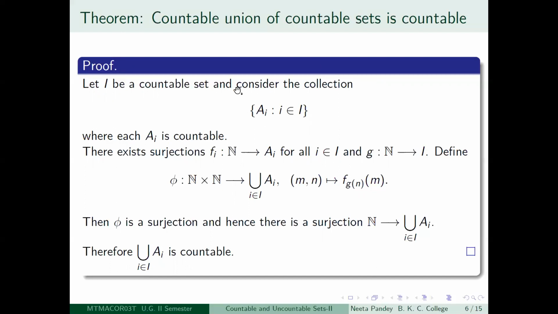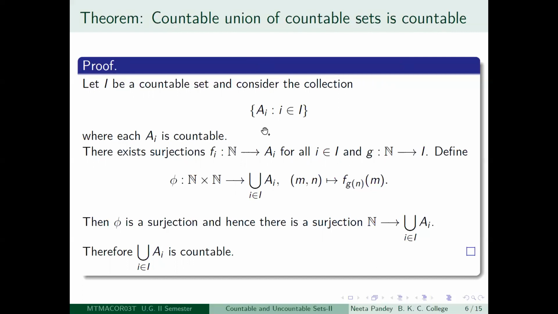That is, each set which you are considering is a countable set, and how many such sets you are considering? You are considering countably many such sets. So you look at this, and what we want to say is that the union of all these A_i's will be a countable set. That is our result, and that said in a simple form is that countable union of countable sets is countable. Okay, so how will you do that?